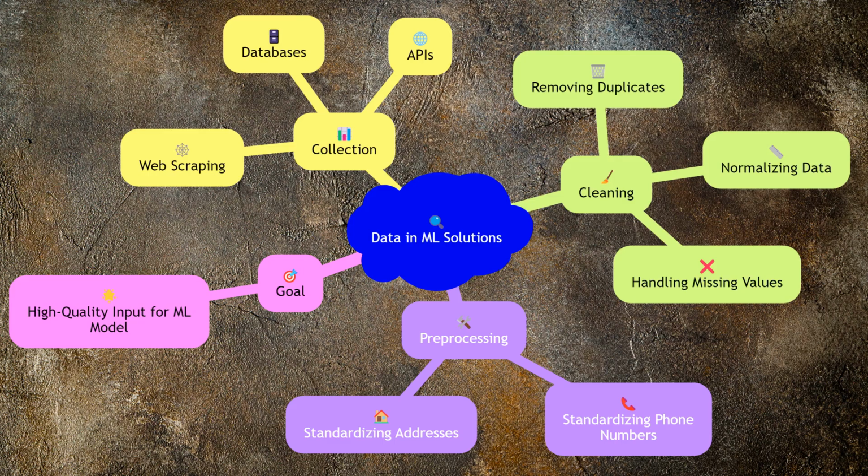Data is the backbone of any ML solution. Collecting relevant data from various sources such as databases, APIs, and web scraping is crucial. Once collected, the data needs to be cleaned and pre-processed. This involves handling missing values, removing duplicates, and normalizing data. For example, if you're working with customer data, you might need to standardize the format of phone numbers and addresses. Proper data preparation ensures that the ML model receives high-quality input.